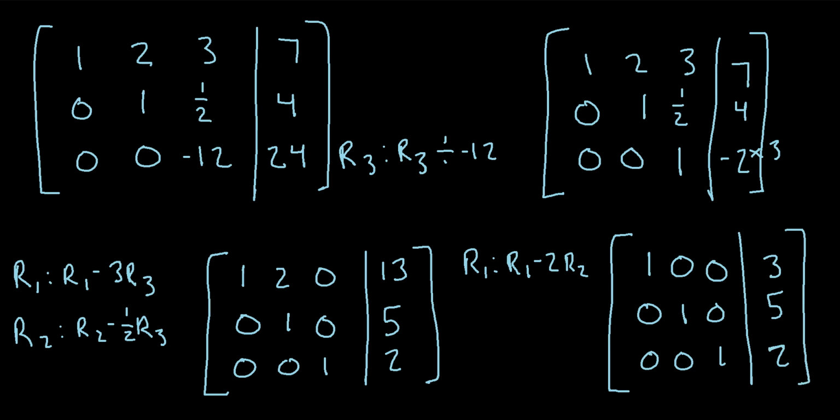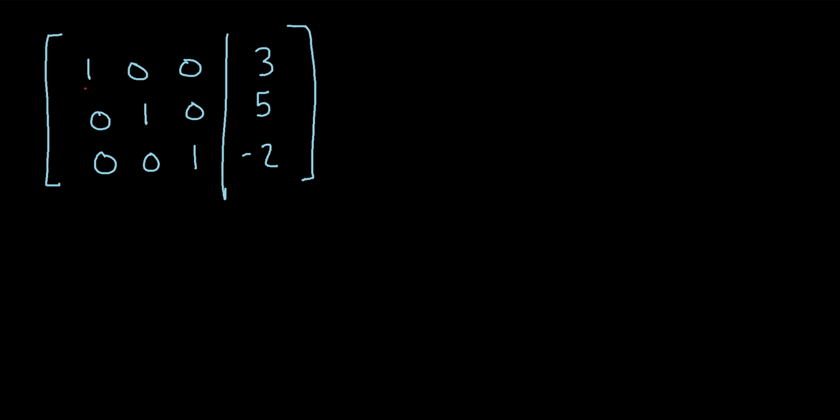Okay. So this is in reduced row echelon form. And notice that this represents the x, this represents the y, and this represents the z. So we can see that x is 3, y is 5, and z is negative 2. So let's rewrite that over here. Okay, so we said our final answers were x is equal to 3, y is equal to 5, and z is equal to negative 2. So these are the final answers.